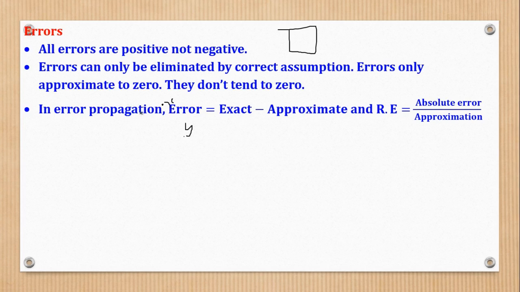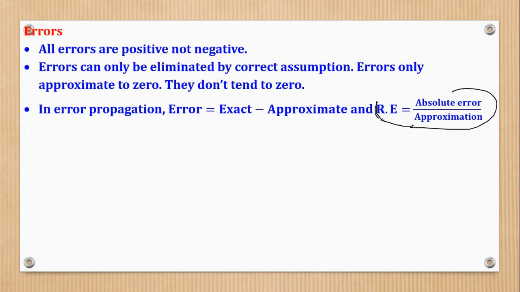When we are dealing with error propagation, you should remember that error is equal to exact minus approximate. In this platform there's already a video on errors. You can go through it and find out more. And in this case, relative error is absolute error over approximate.